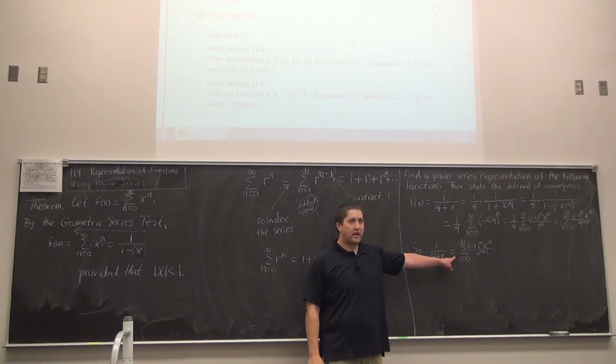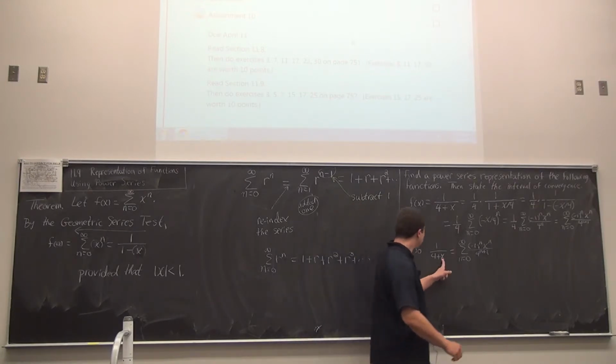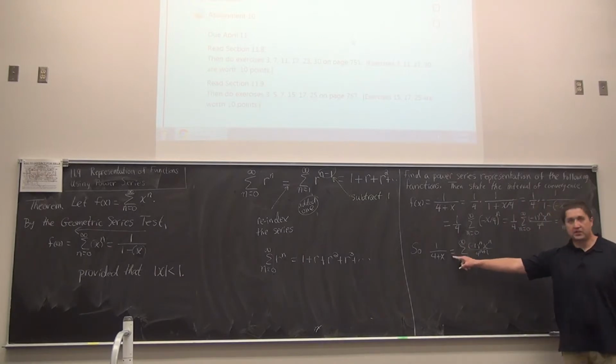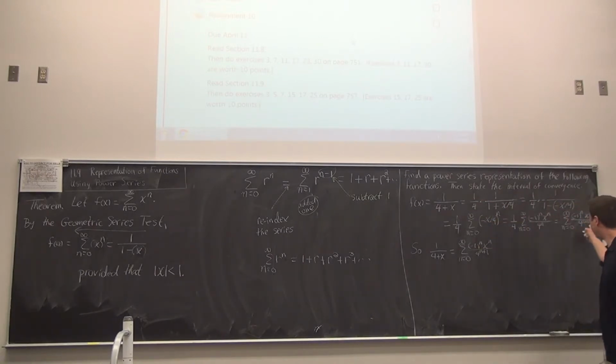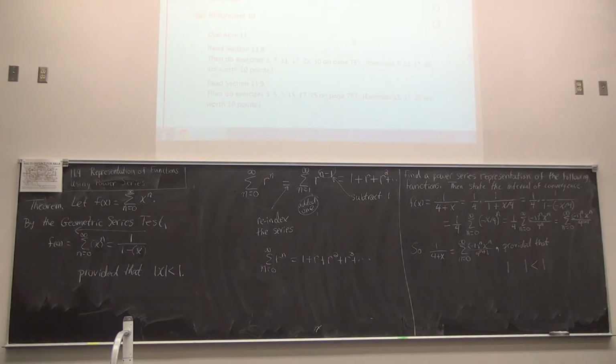But this does not hold for every single value of x. For example, I can't put negative 4 there because the left side is undefined, and very large values of x are also going to cause problems. So we can say this is the summary of our result going here all the way to here, and this equality will hold provided that the absolute value of something is less than 1.